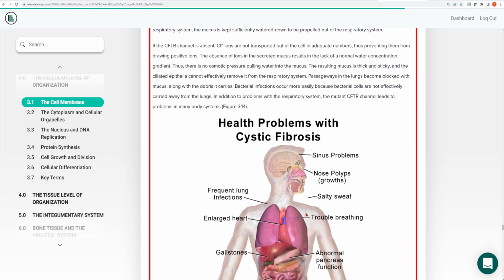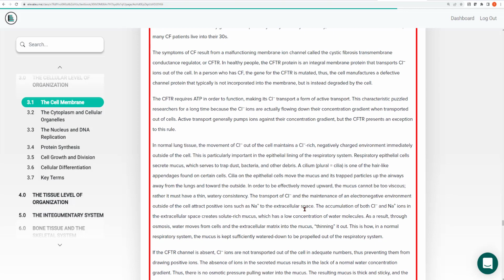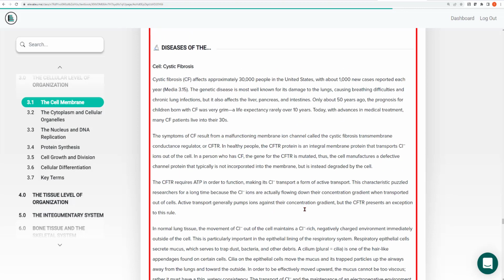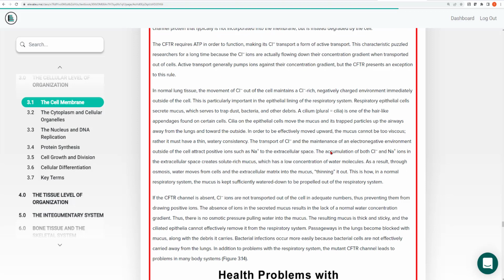There's a little story here about cystic fibrosis, which is a genetic disease. The root cause of this disease is because of one of these receptors, one of these ion channels, one of these channel proteins. This particular channel allows chlorine, Cl minus, ions in and out of the cell. Because this protein is defective in individuals with cystic fibrosis, they have a whole host of problems.